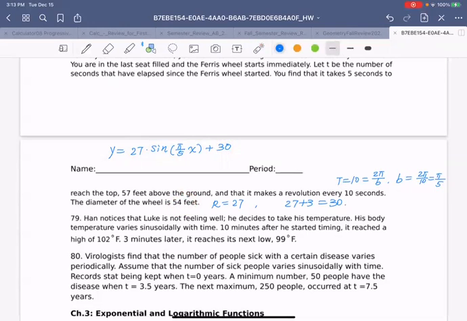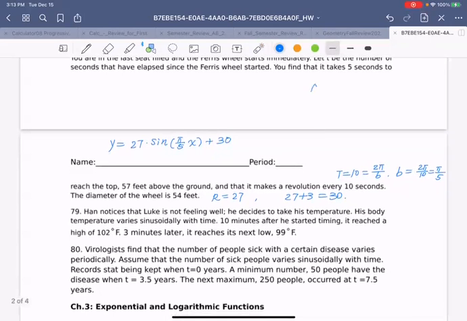Because if the highest position to the ground is, if you draw over here, if this is 57, then the diameter is 54. So this small piece is 3, right? Yeah. That makes sense. Okay.